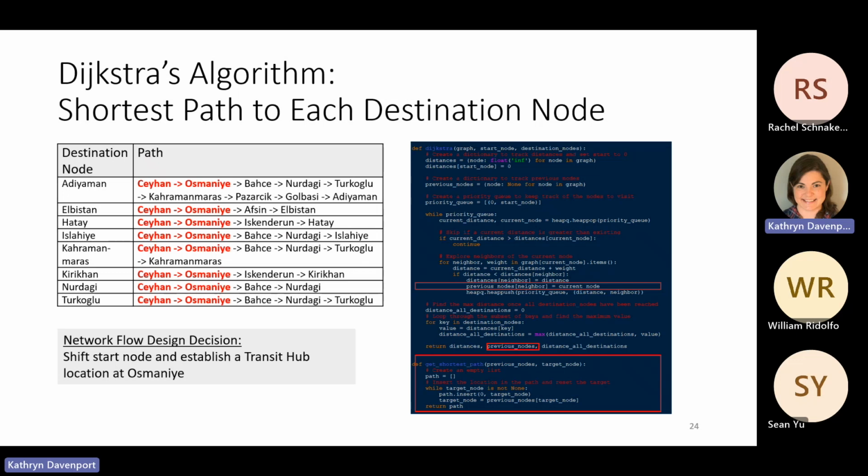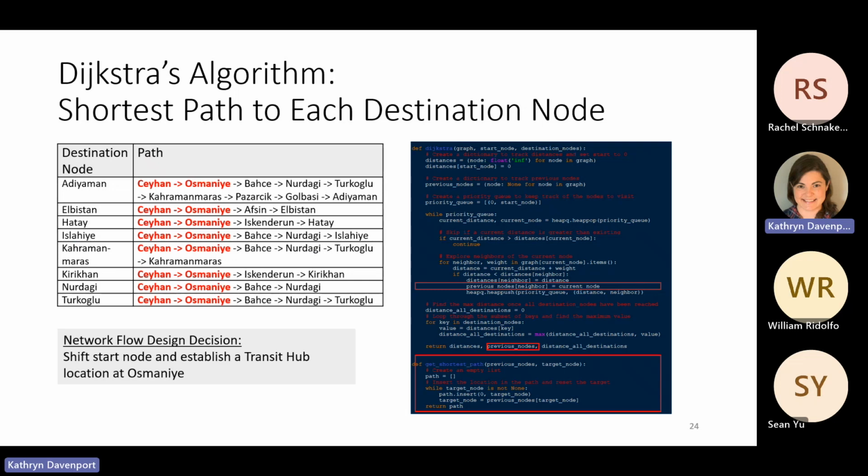So I added some code to Dijkstra's algorithm that allowed me to gather different data points that I needed to design the networks. Relevant code is highlighted in the slides in red boxes. First, I needed the actual path on the shortest path to each of the destination nodes. One observation was that all paths from the start node go directly to Osmany.